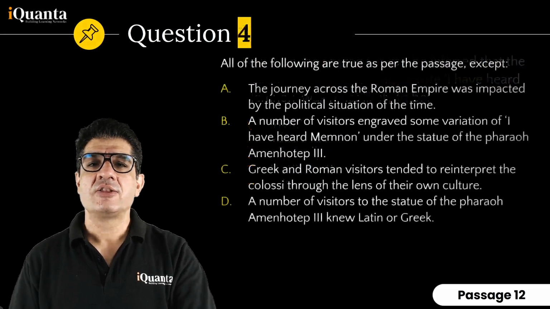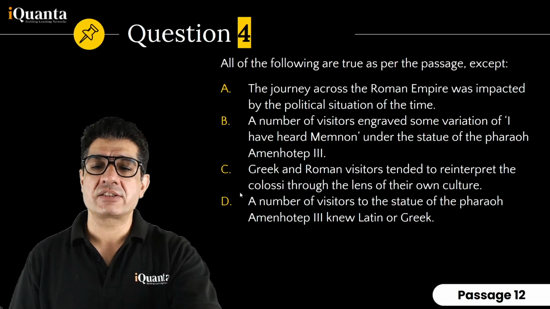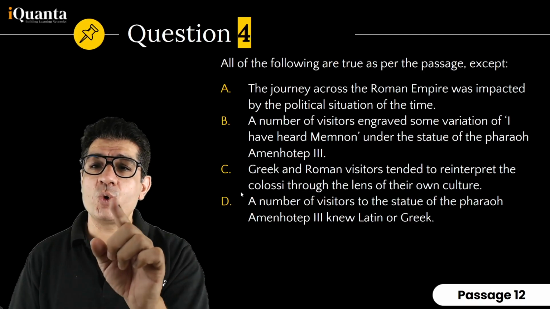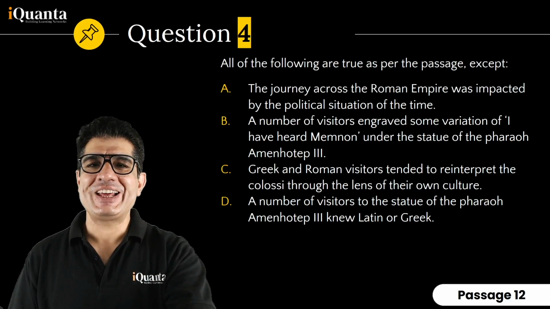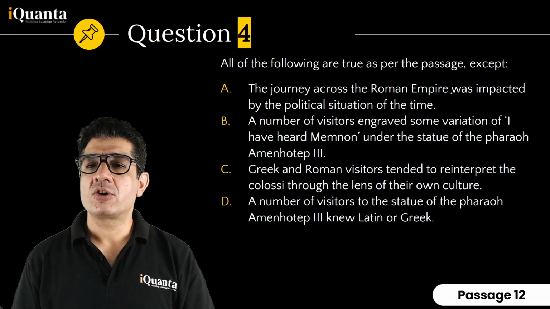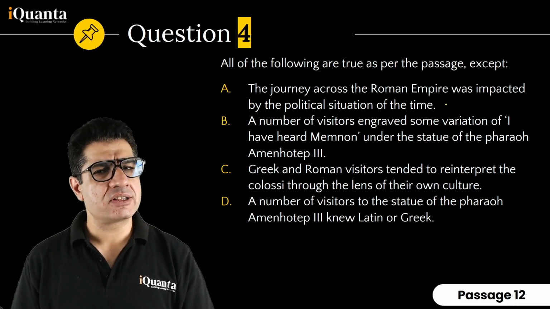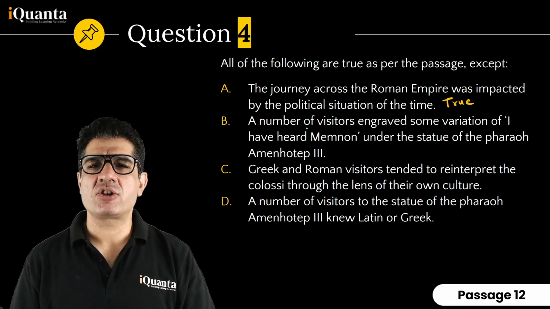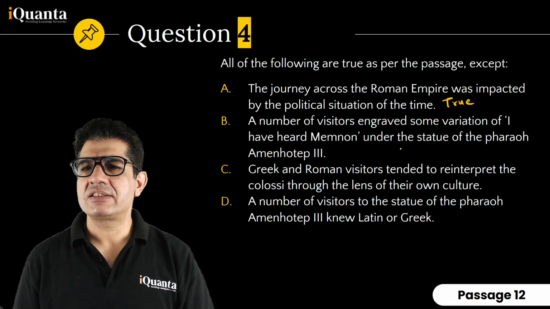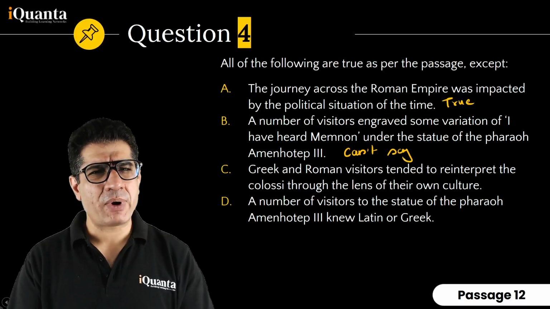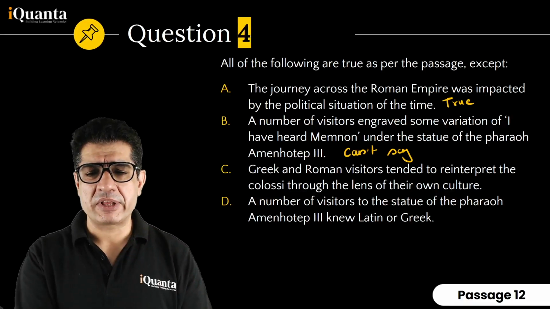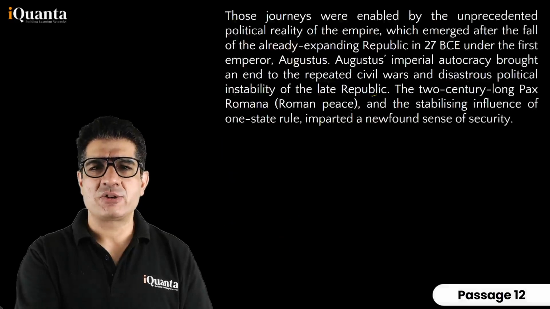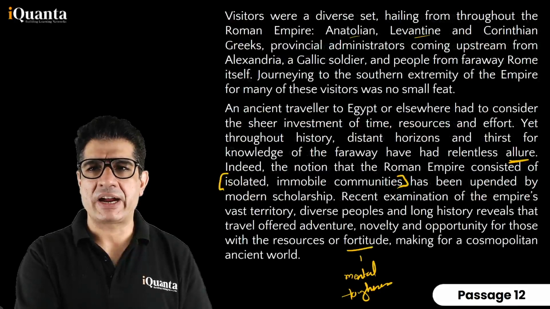And here is the fourth and the last question, which asks us for all of the following are true except. So let's go ahead and read. The journey across the Roman Empire was impacted by the political situation of the time. True. Last paragraph. B. A number of visitors engraved some variation of I have heard Memnon under the statue of the pharaoh. Can't say. Now you may look at it and say, Vikrant, why can't say? Isn't it true? It is written there. But then let me quickly take you back to that relevant part and then we will come back to it.